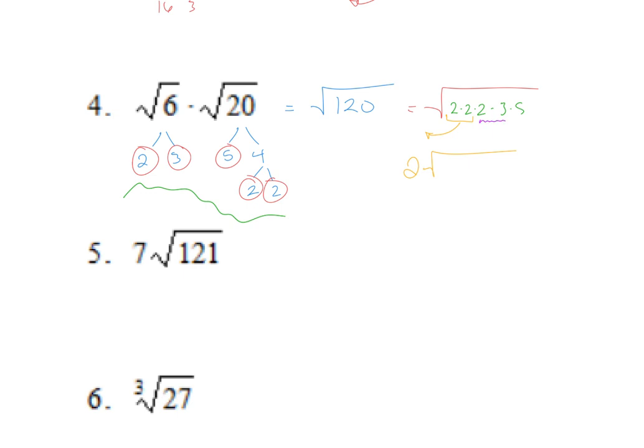2 times 3 is 6. 6 times 5 is 30. And we're done. The answer is 2 times square root of 30. Seems like maybe something's gone wrong, because surely 30 has a square root.